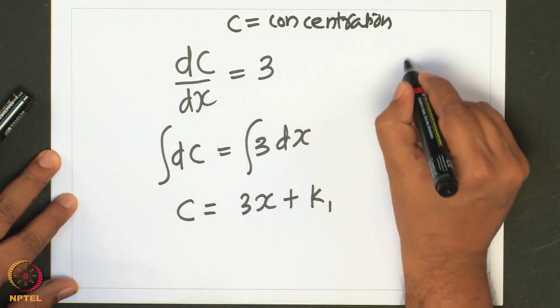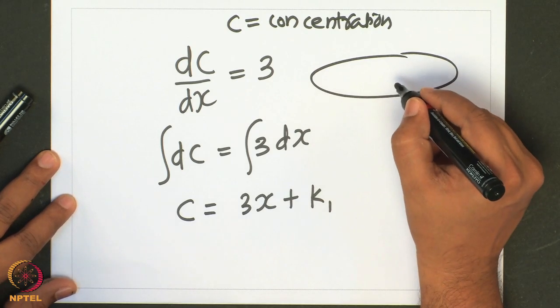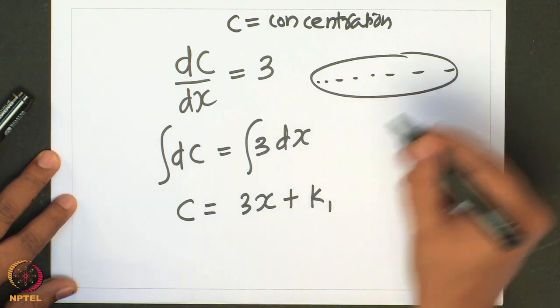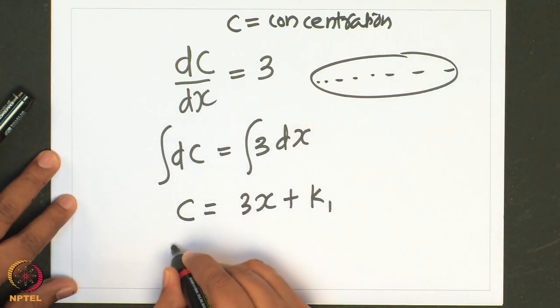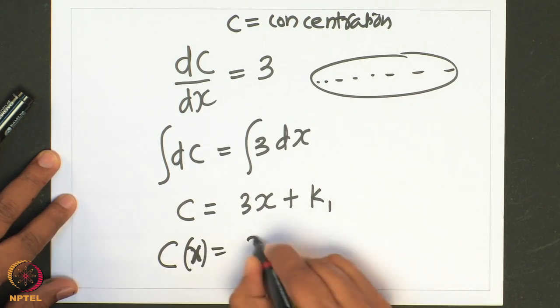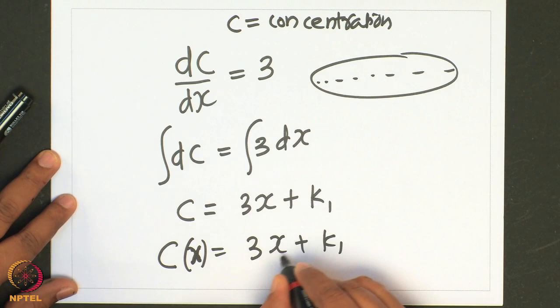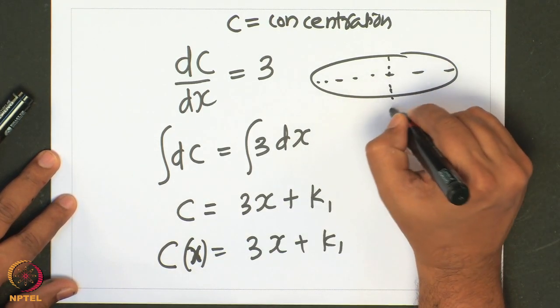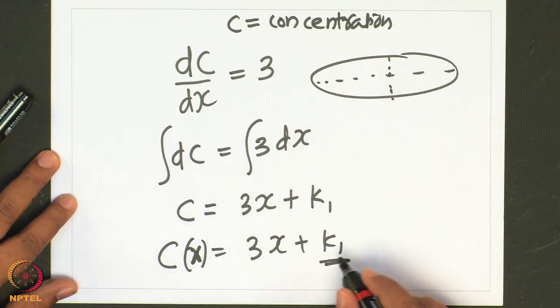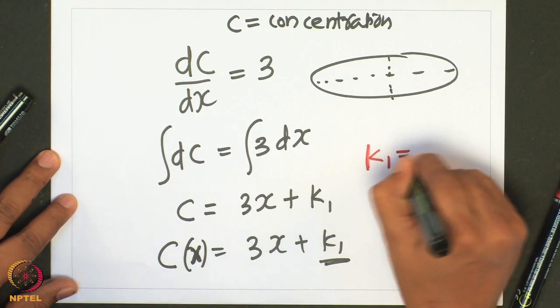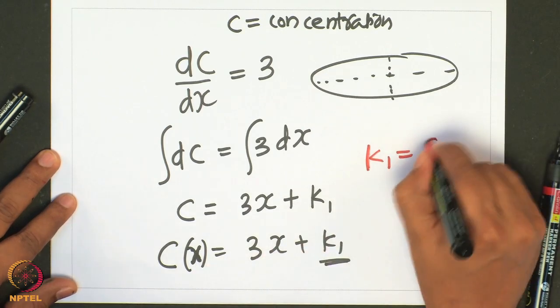So, I know the concentration along x. This answer tells me this is c of x. If I specify the position x, I can know the concentration. If I specify x, I can get c at any point x. Given that I know k1, what is k1? k1 will turn out to be c at x equal to 0.